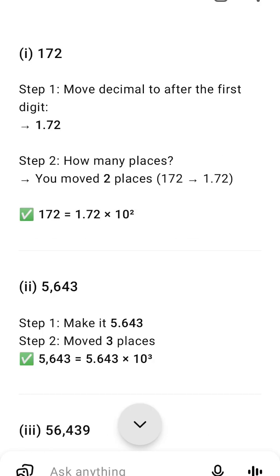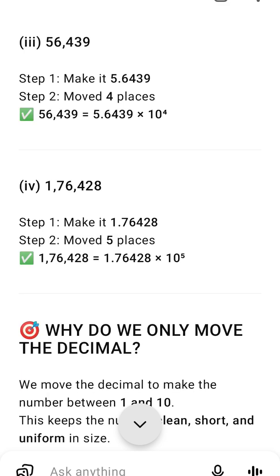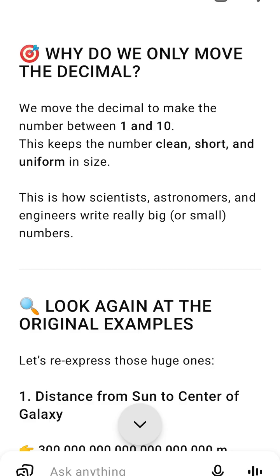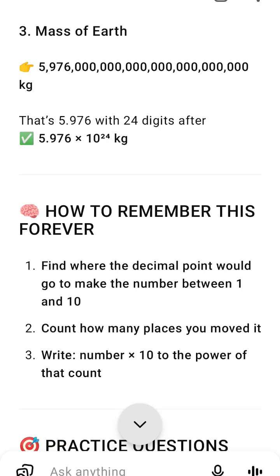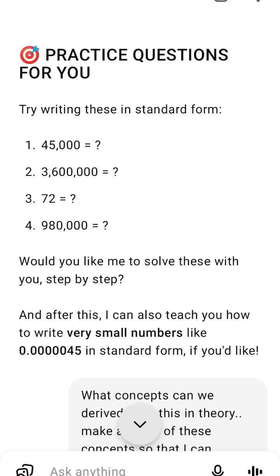6. Important concept, decimal point movement. Every time you move the decimal point left, the exponent of 10 goes up. You move until the number becomes between 1 and 10. Example, 980,000. Move the decimal from the end to after 9, giving 9.8. You moved 5 places. So 980,000 equals 9.8 times 10 to the power 5.